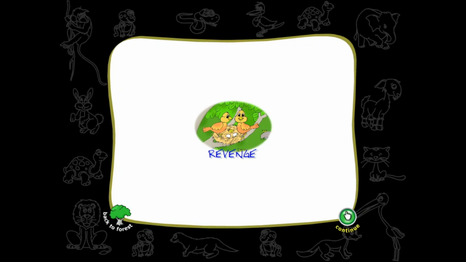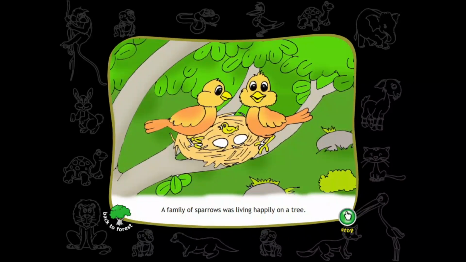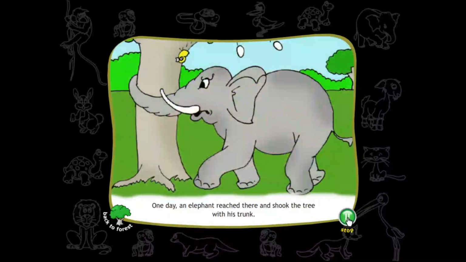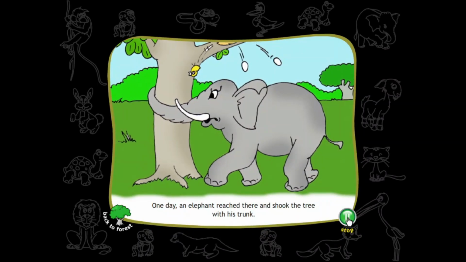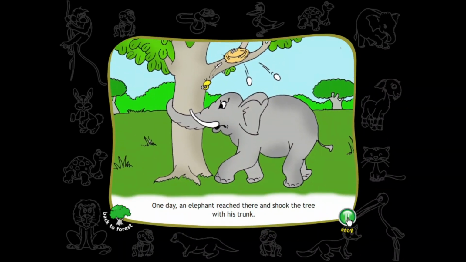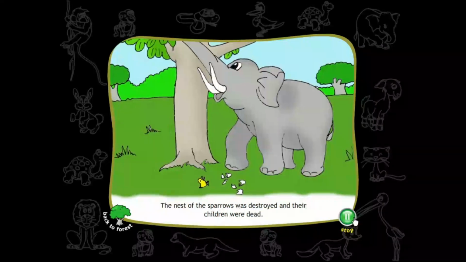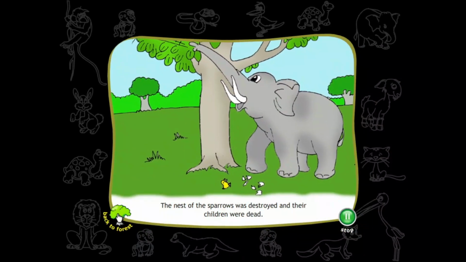Revenge. A family of sparrows was living happily on a tree. One day, an elephant reached there and shook the tree with his trunk. The nest of the sparrows was destroyed and their children were dead.